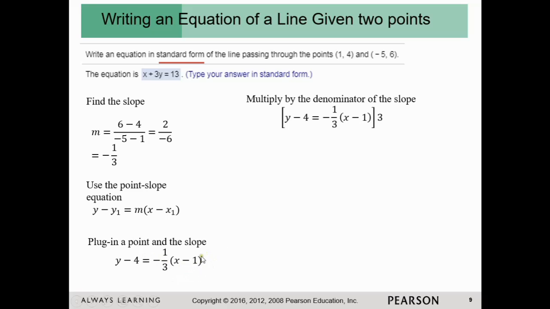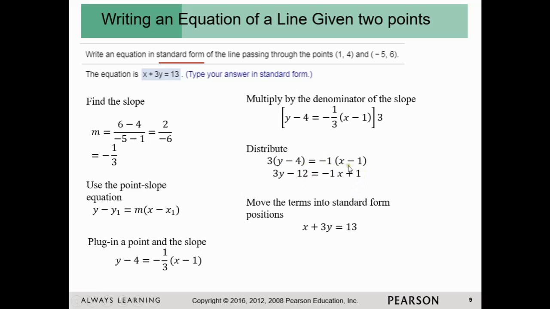Now the next step is, remember, we multiply by the denominator of the slope because we want to cancel out the denominator. We want to get this all into integers. So we multiply the entire thing by the denominator of the slope, which is 3. So we got 3 times y minus 4 equals, and then we hold on to this negative 1 here. Hold on to the negative 1 because the 3 canceled out, right? But the negative didn't. So we distribute the 3, distribute the negative 1.